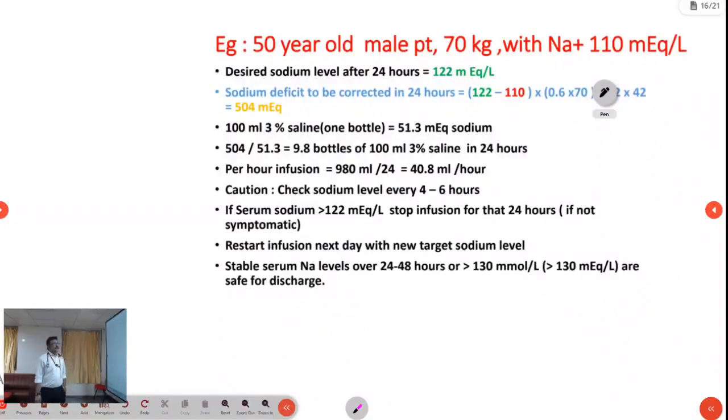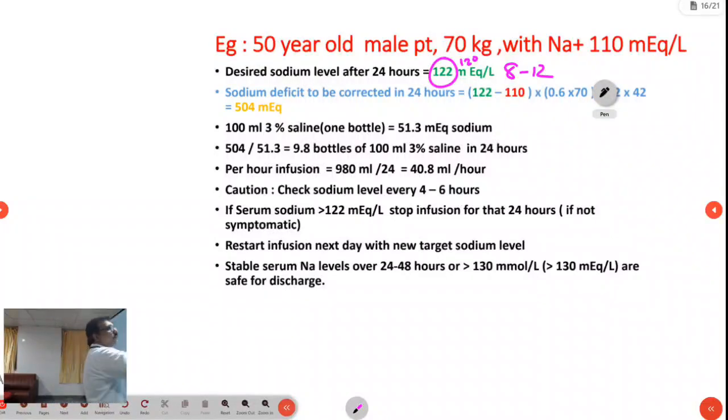For example, a 50-year-old male patient, 70 kg, with sodium level of 110. How do you transfuse 3% saline? That's the thing we are going to discuss. So in this patient, you should correct only 8 to 12 in a day. So desired, I am taking as 122, or you can even take 120, that is a safer range. So 122 I am taking.